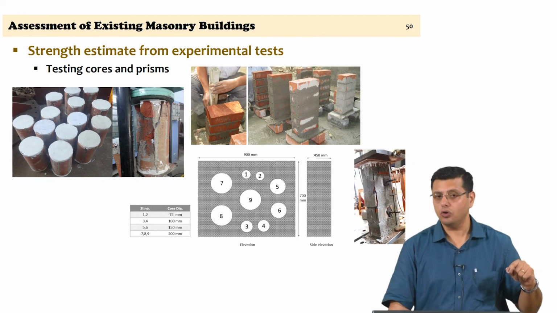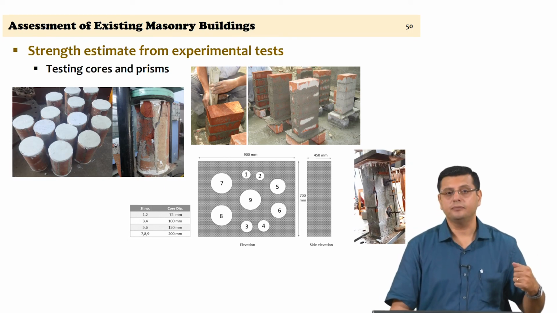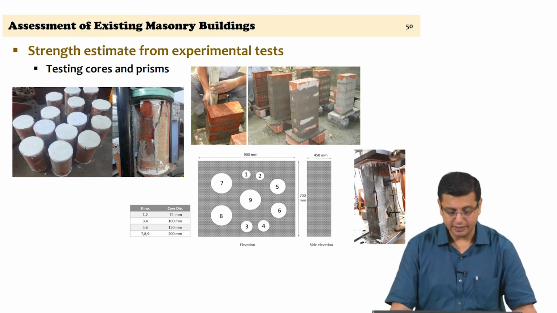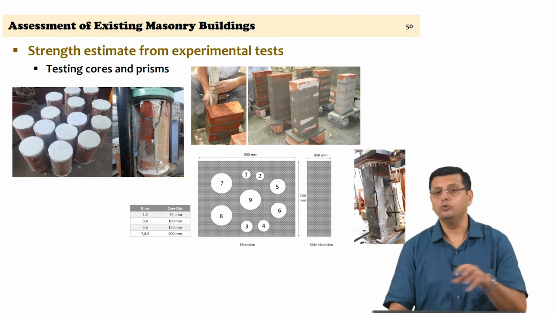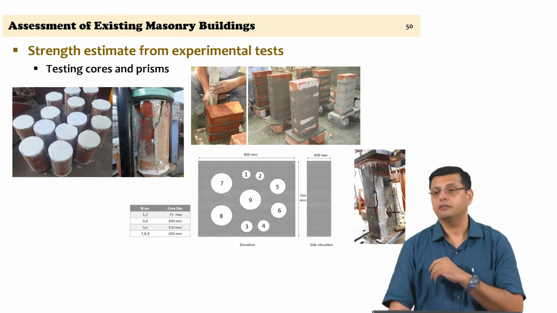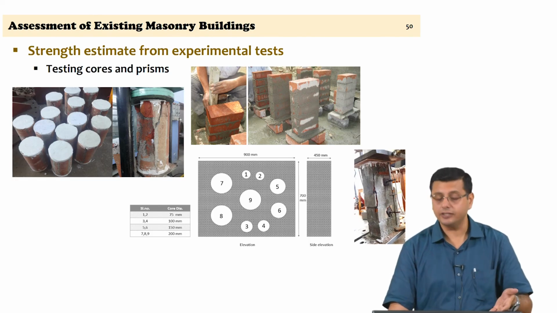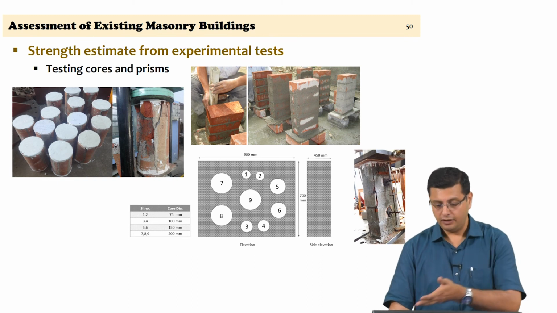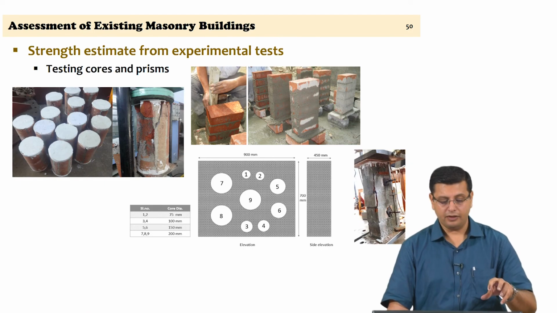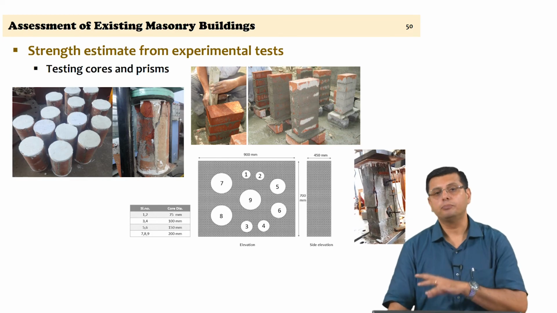And coming back to the question of cores, in some experimental work that was conducted within a master's thesis here at IIT Madras, we looked at how prisms and cores correlate. Are we going completely wrong if we adopt cores, and should that not be done when you can't extract wallets? It is easier to extract cores, whatever said and done. So, we looked at construction of walls from which cores were extracted and then compared it to prism strengths.